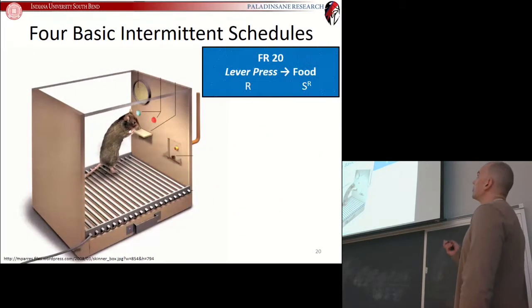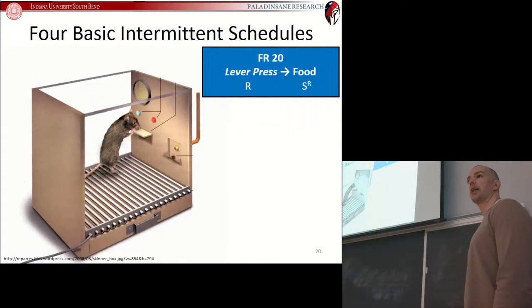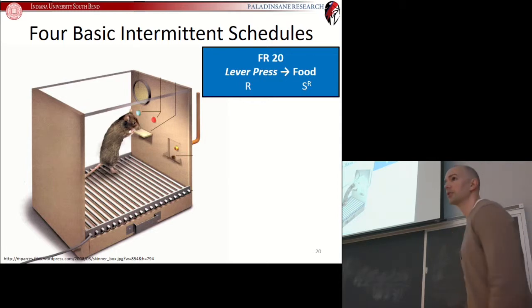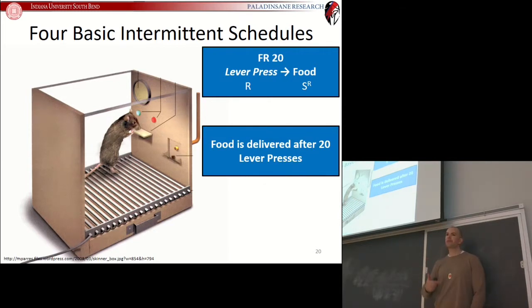So if Sniffy was on a fixed ratio 20, so that's how it's written out, FR20. Do not read it as FR20, read it as fixed ratio 20. What that indicates is that the lever press, the operant behavior, is going to result in reinforcement, is going to result in the presentation of food, but only after 20 lever presses. And it's going to come after every 20 lever presses.